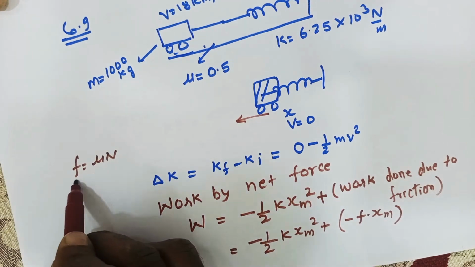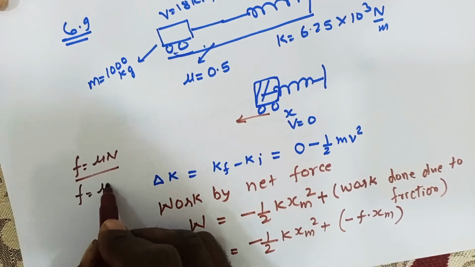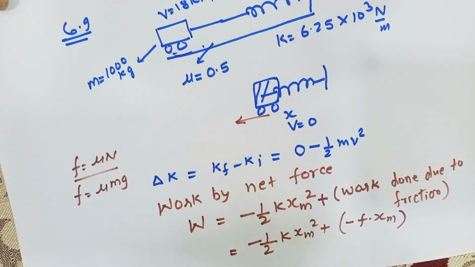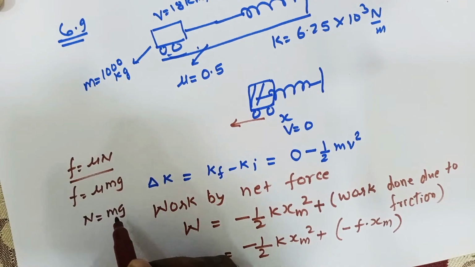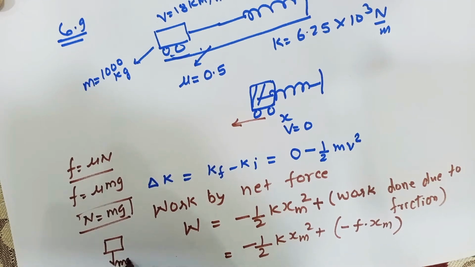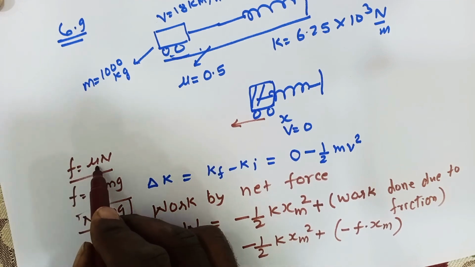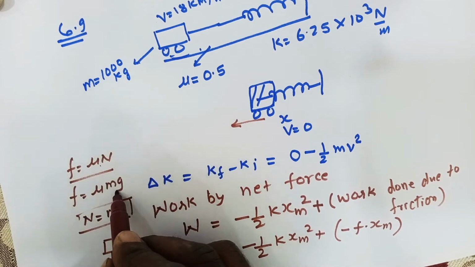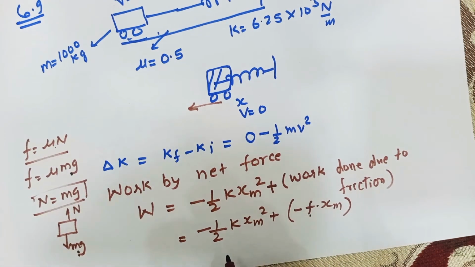This is friction force. Here N is the normal reaction, so friction is mu mg, because N equals mg. When the block is kept, mg acts downward and the normal reaction acts upward, so the normal reaction will be balanced. Friction force F equals mu N, and we will write mu mg for this friction.